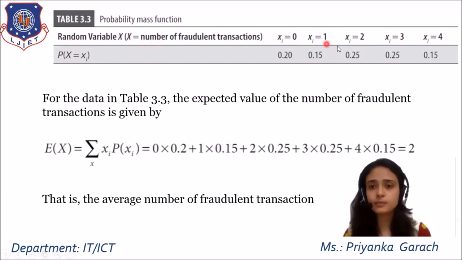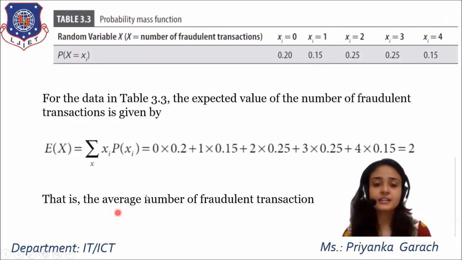Now let's understand with the help of the given table, where the number of fraudulent transactions is given. From this table, I want to calculate the expected value, that is E of X, or I can say the mean value. The formula is like this, that is Xi into P of Xi. That means 0 into 0.2, 1 into 0.15, 2 into 0.25, 3 into 0.25, and 4 into 0.15, which is the last. So I got the value as 2.